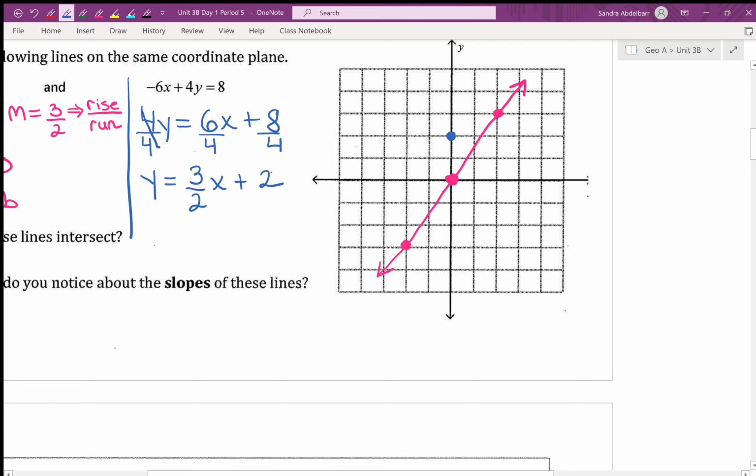And then from there, I'm going to use my slope. What is my slope? 3 over 2. We're going to rise 3 and we're going to run 2. So what are we going to do? Up 3, to the right 2, and then down 3, left 2. Can I get another point in there? Yeah, down 3, left 2. There we go. That one worked for me.